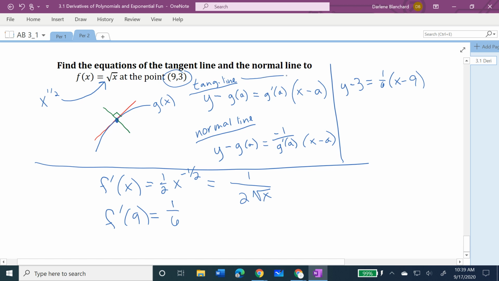The normal line, oh, wait. No, I'm fine. Never mind. What is the slope of the normal line? -6. Ba-bam.